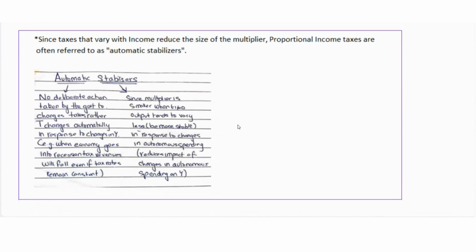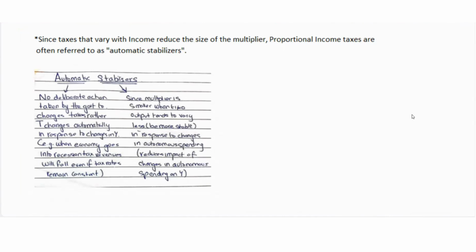Y goes up, taxes go up. Y goes down, taxes go down. That's the way we have defined them: T is T naught plus T1 Y. They have an income-induced or income-related component. But as Y changes, taxes change automatically, without the government having to change the tax rates. Stabilizer comes from the fact that they reduce the value of the multiplier, which means that when autonomous spending changes, the output will vary less. It will tend to be more stable. So it will reduce the impact of changes in autonomous spending on Y. So that's why proportional income taxes are known as automatic stabilizers.